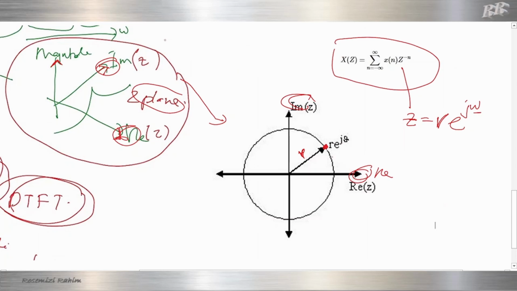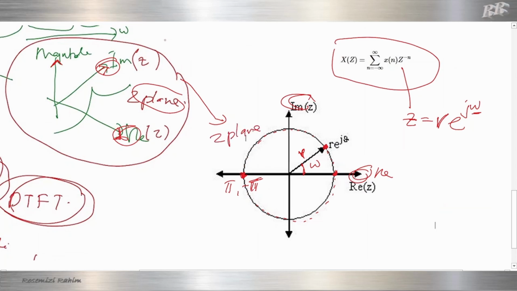Omega is an angle. When omega equals 0, our z will be here. When omega equals pi or minus pi, our z will be here. The location of z lies around this circle, depending on omega. This we call the z plane.